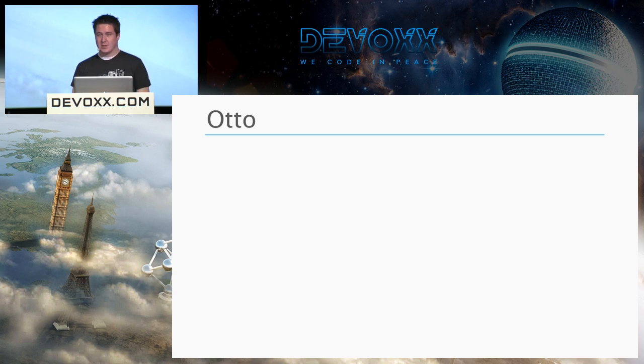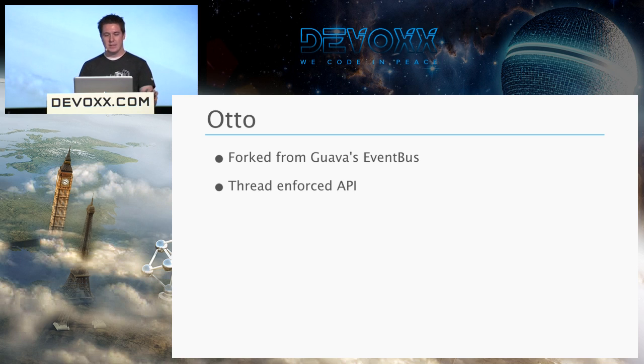So I've talked about those libraries a lot, and there's a lot of documented stuff on those. So Otto is a relatively new library. This comes from Square. We forked this from Guava's event bus. The event bus in Guava is great. It's very battle tested. It's not so great on Android though. It has a lot of things which only work well on desktop Java.